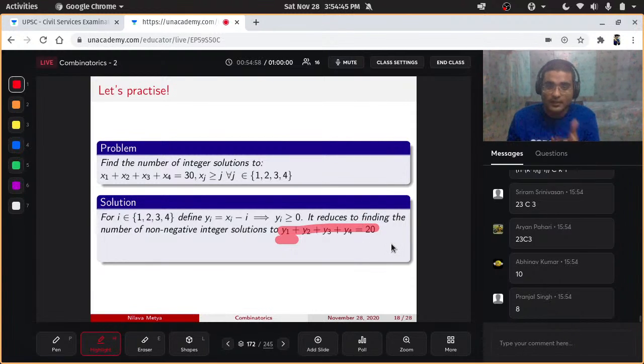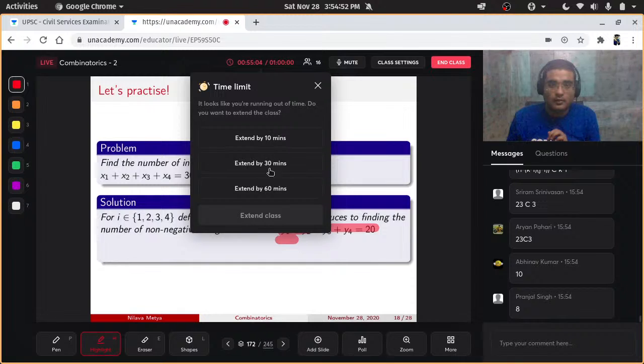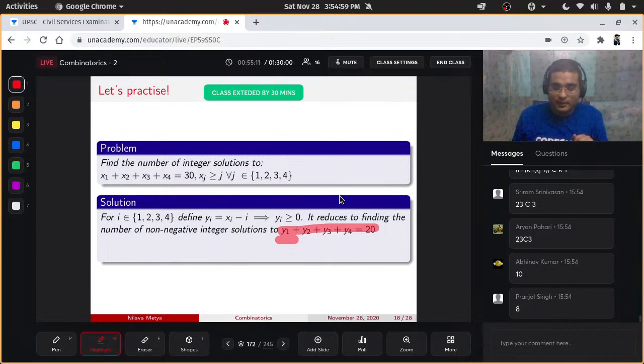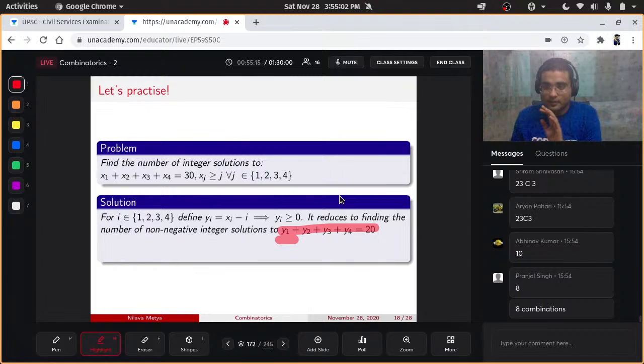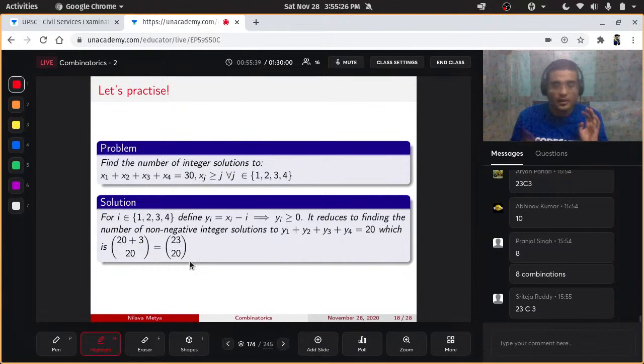I want to put 20 balls in the reduced problem in terms of y, with y1 the first box, y2 the second box. So it is 20 balls, and how many sticks? 3 sticks. So balls plus sticks is 23 and the number of balls is 20. So it is 23 choose 20, or you can also write 23 choose 3. Both are the same.